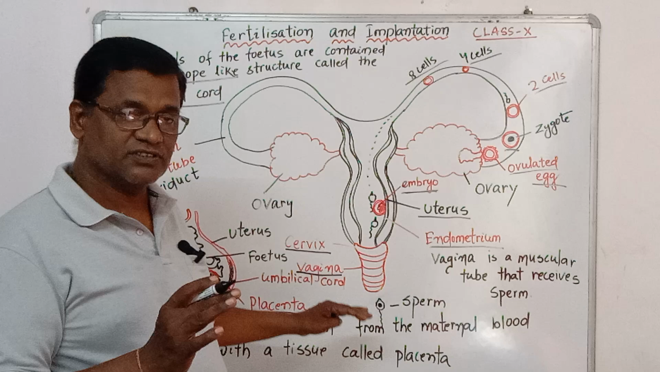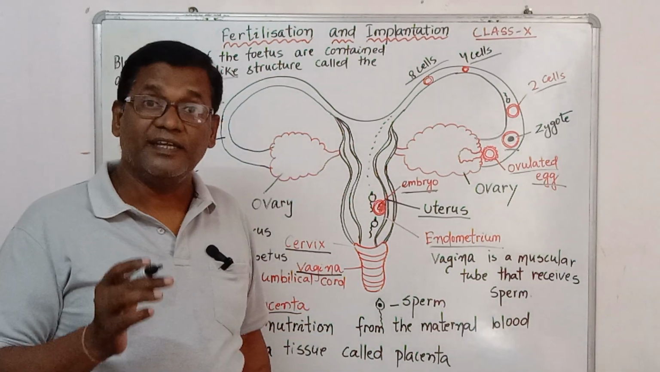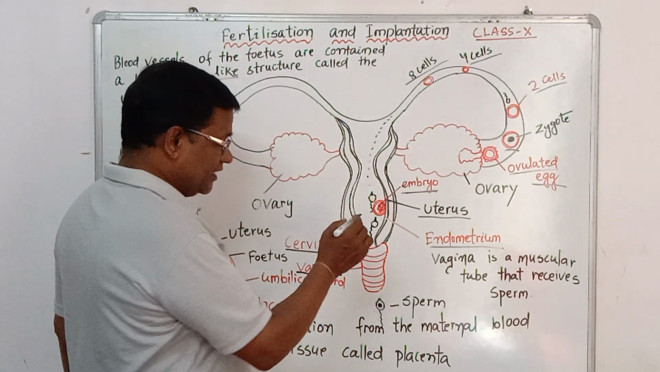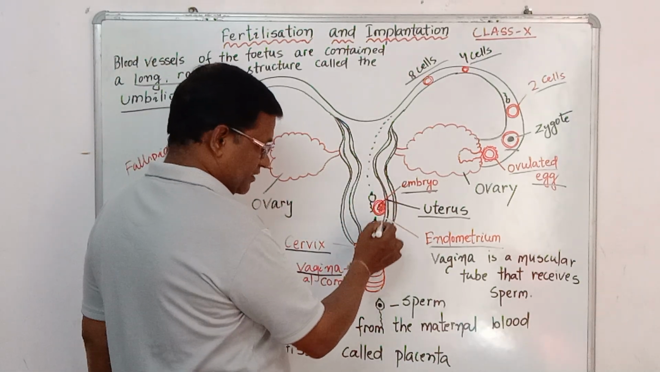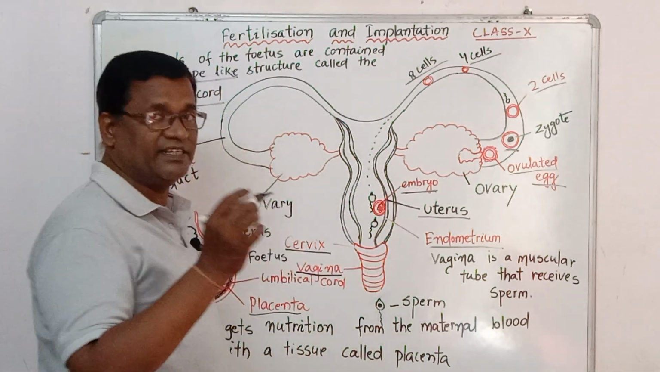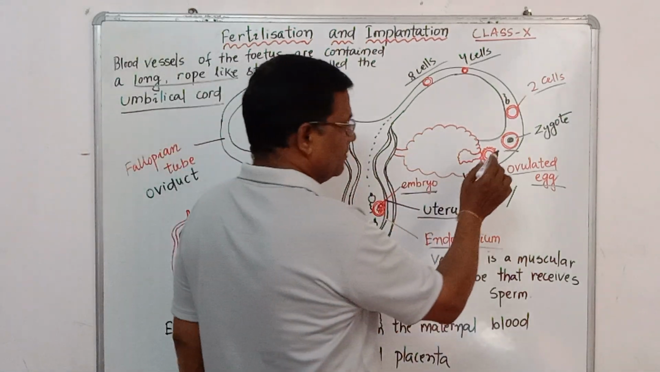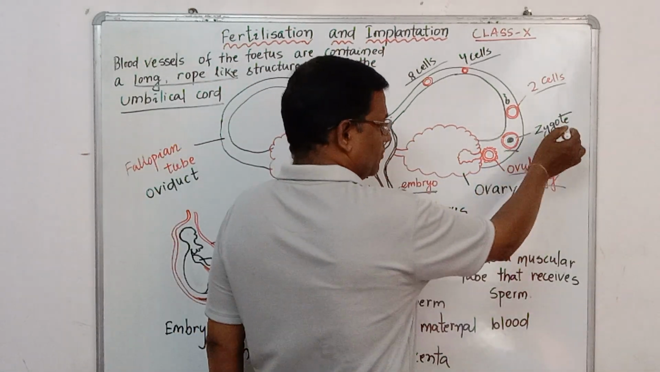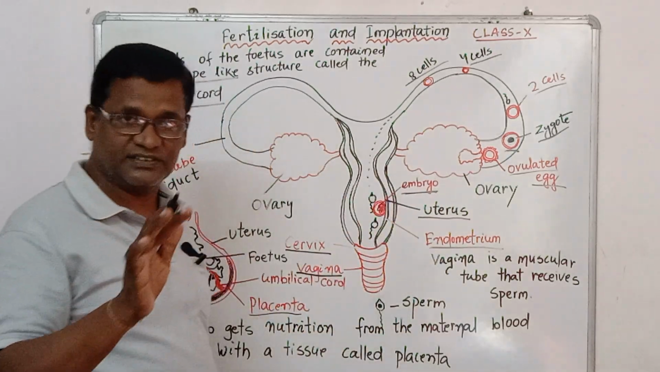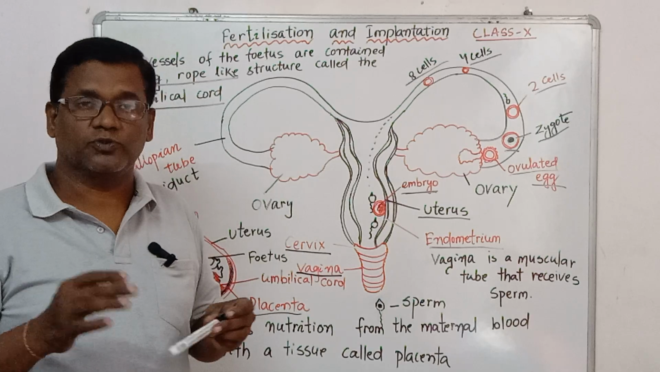After that, the delivery occurs. Then what is our topic today? What is implantation? Implantation means when the embryo attaches to the wall of the uterus. What is fertilization? Fusion of the male gamete with the female gamete to form the zygote is called fertilization. Is everyone clear? Now, what do you understand from today's lesson?